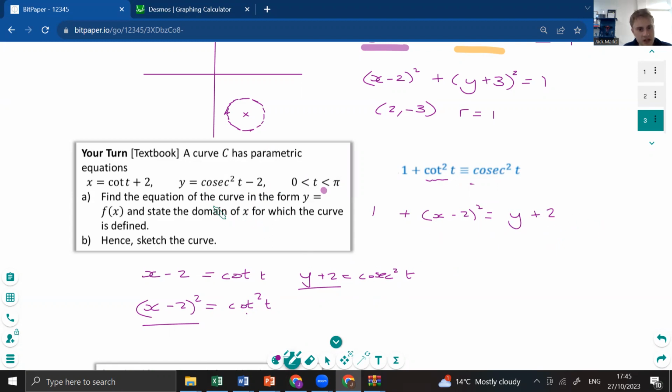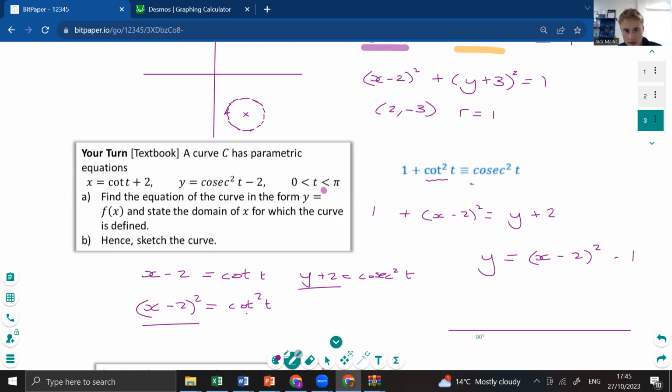It says find the equation in the form y equals f of x. Okay, well, I take away 2 from both sides and I'll swap the left-hand side with the right-hand side. So I'm going to say y equals x minus 2 all squared. There's a 1 there, but I'm going to take away 2, so minus 1. So it turns out that it's this quadratic.